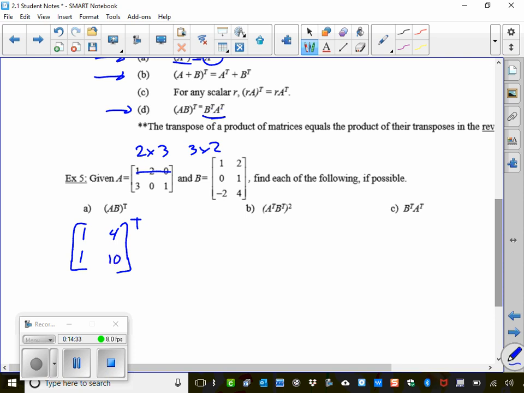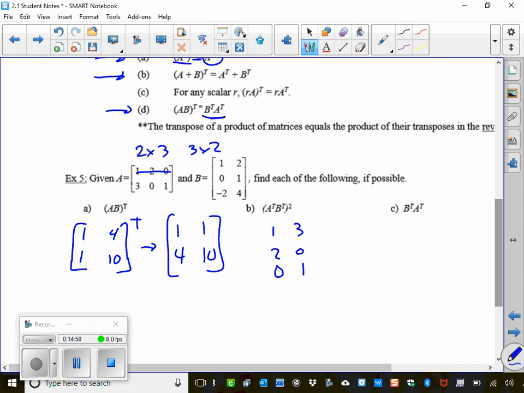So transpose that. My first row turns into my first column, so 1, 4. And then my second row turns into my second column, so 1, 10. All right. The next one, A transpose times B transpose. So let's see if it works out. The transpose of A: if I transpose A, it's 1, 2, 0, and 3, 0, 1.